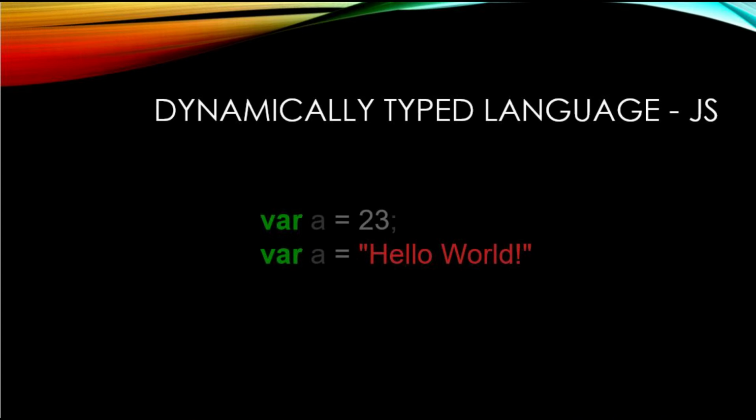For example, if you see the variable here, I have assigned this with a value 23. That means a number. Now for the same variable, I am assigning a string over here. So this variable a can hold both a number and also a string. So that is the reason JavaScript is a dynamically typed language.